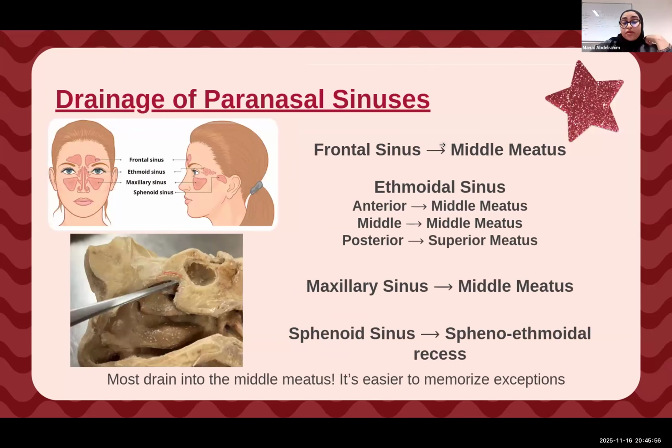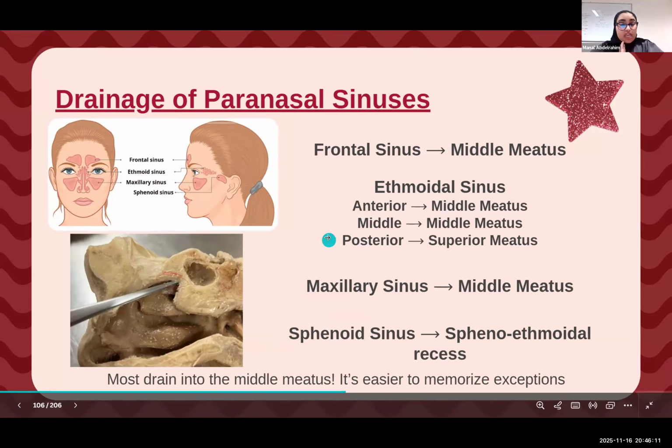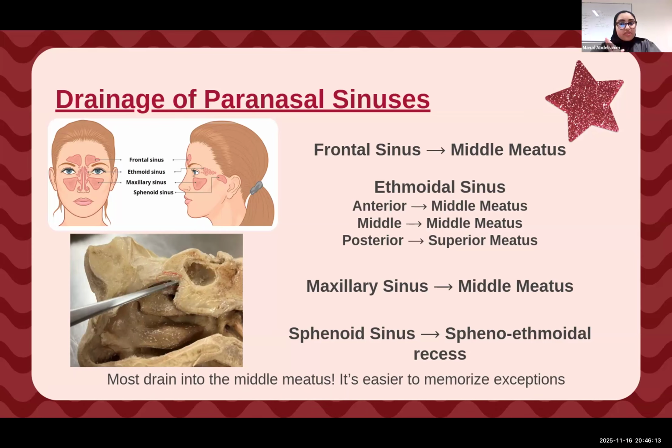Okay. The most important part here is the drainage of the paranasal sinuses. We said that they drain into different meatuses. And we said that we have three meatuses, the superior, middle, and inferior. Most of these are going to drain into the middle meatus. So this makes it very easy to memorize. Just memorize the exceptions, and then the rest are middle meatus. So frontal here is going to be middle meatus.